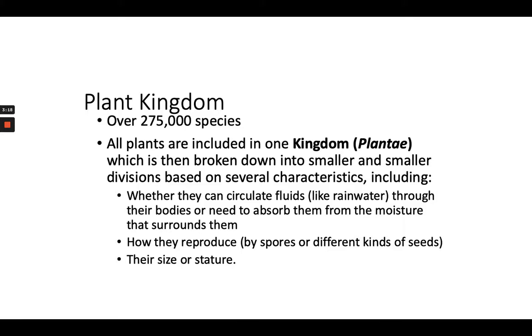So the plant kingdom, it has over 275,000 species. All plants are included in one kingdom called Plantae, which is then broken down into smaller and smaller divisions based on several characteristics. And these characteristics include whether they can circulate fluids like rainwater through their bodies, or do they absorb them through things like osmosis. How do they reproduce? Do they do it by spores or different kinds of seeds? And their size or stature. Are they big? Are they small? Are they heavy? Are they light? Things like that.